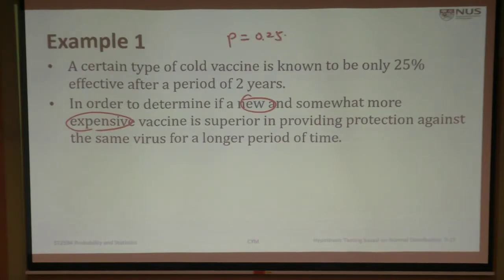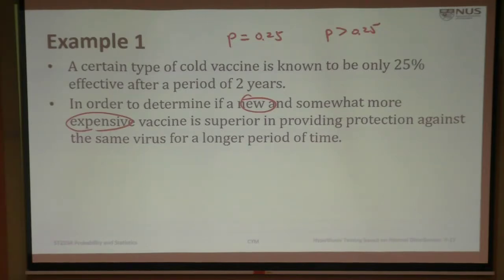This is the existing vaccine, or the existing treatment. So we have a new one, a new vaccine, and we want its effectiveness to be bigger than 0.25. So we choose between these two statements. P equal to 0.25 is for the existing, the status quo.